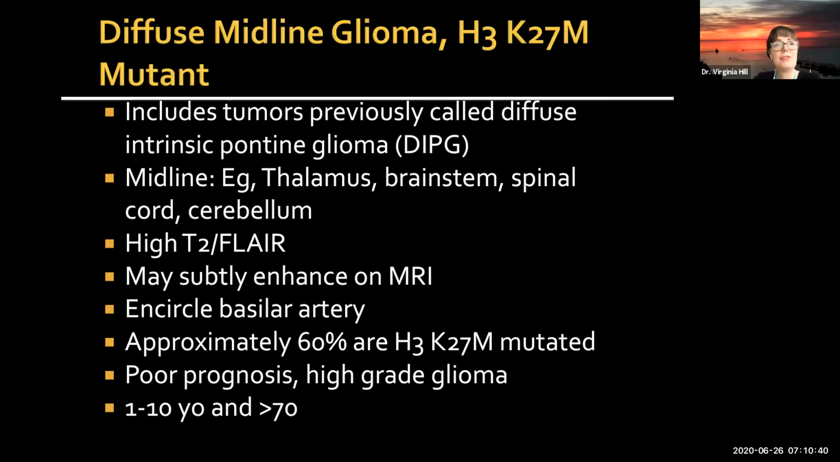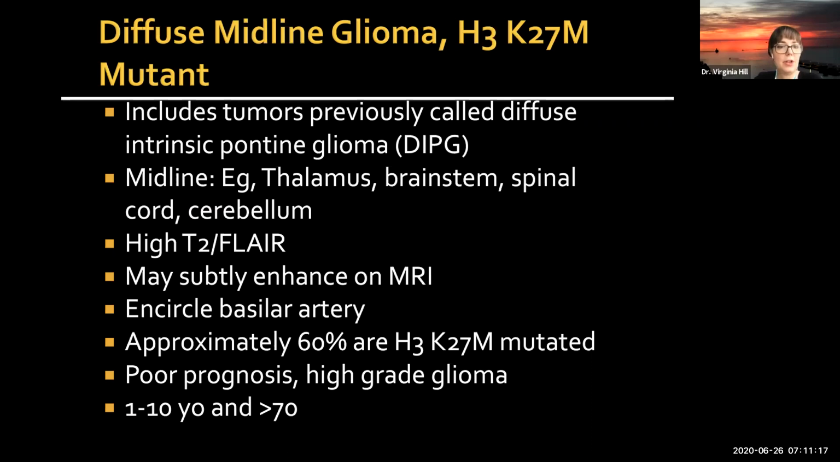Then we also have these diffuse midline gliomas that we used to think were a lower grade than what they really have turned out to be. So they often occur in children, but they can also occur in elderly folks like 70 or 80 years old. And in 2016, the WHO included the H3K27M mutation of the diffuse midline glioma. So this category includes tumors previously called diffuse intrinsic pontine glioma, or DIPG. They occur in the midline, for example, of the thalamus, brainstem, spinal cord, and cerebellum, and hypothalamus too.